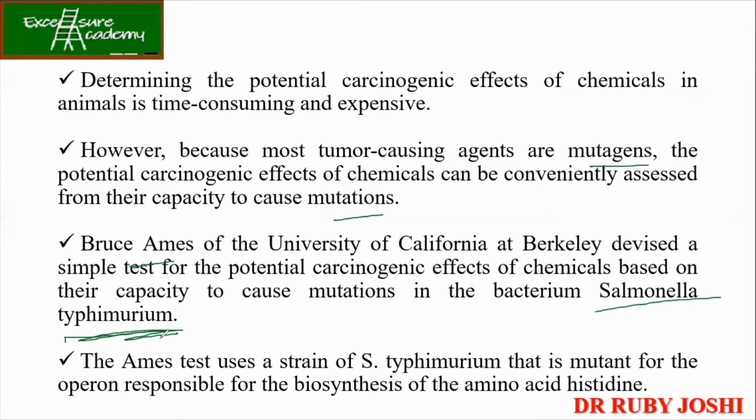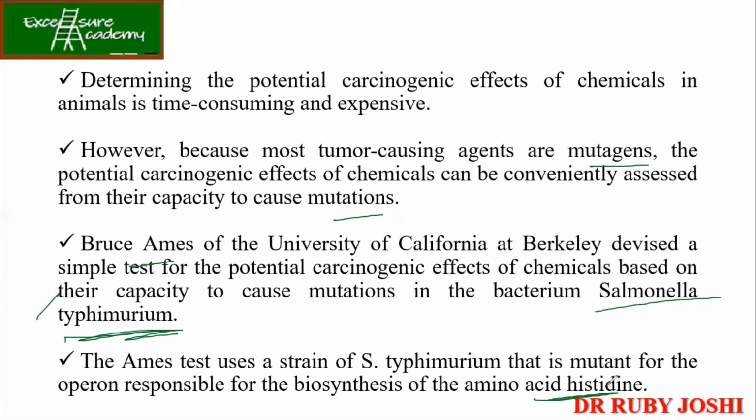Okay, Salmonella typhimurium, because this is the host bacteria onto which you are going to check whether the applied chemical agent has got mutagenicity or not. So the Ames test uses a strain of Salmonella typhimurium which is mutant for the operon responsible for the biosynthesis of the amino acid histidine.